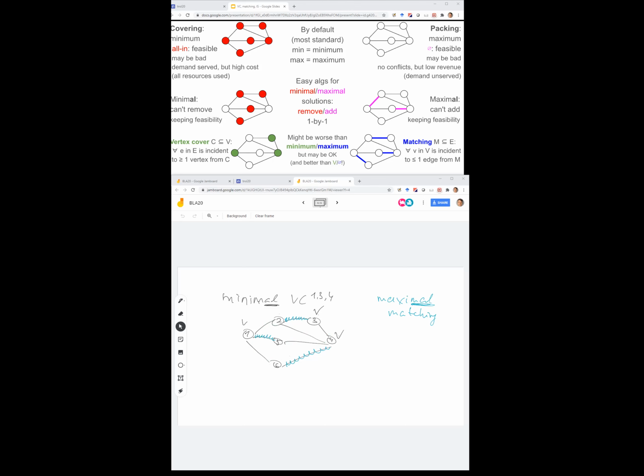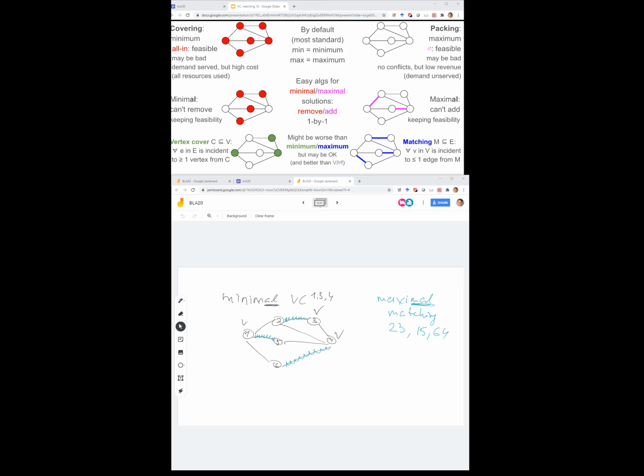Whatever these edges are, 2, 3, 1, 5, 6, 4. Okay. Again, a very easy algorithm to find a maximal matching. Start from the empty set and add edges one by one until we can add no more. There you go.